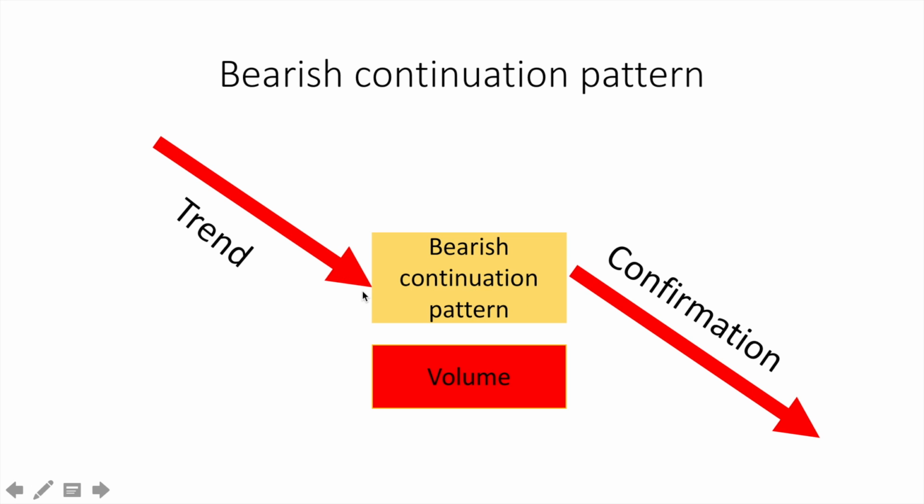Downtrend is quite similar, so we have bearish continuation pattern, and once it is confirmed, so we know already confirmation signals like volume and bearish candle in our case, long bearish candle that closes below pattern. So price may go down and you may open a short position.